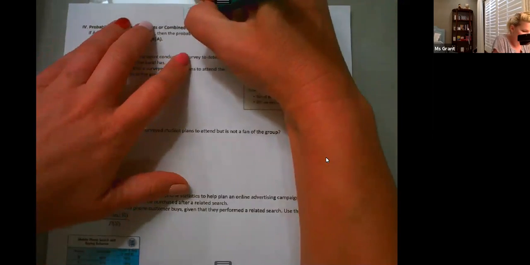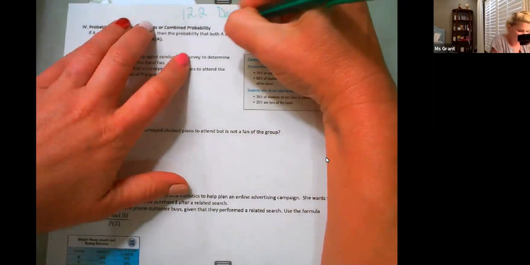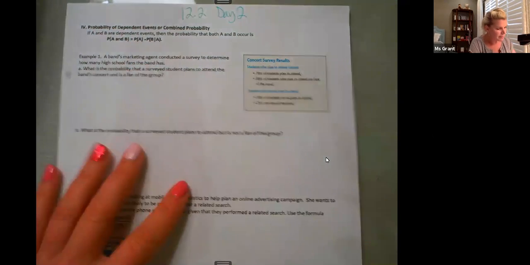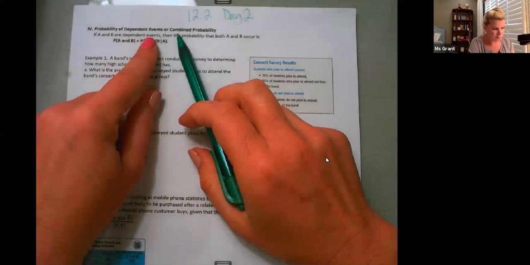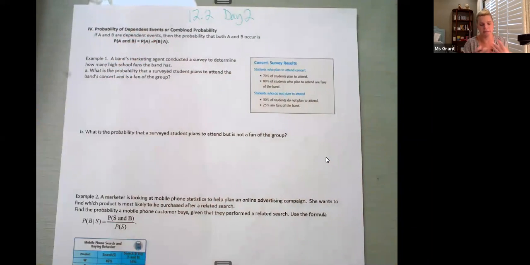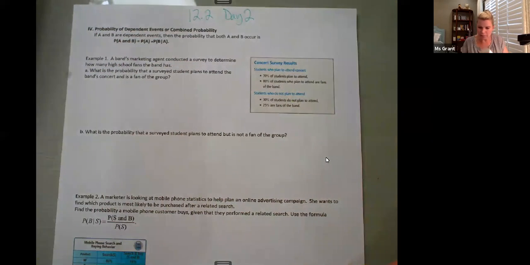All right, we are on day 2 of 12.2. And today we are focusing on the probability of dependent events, or combined probability. So, two dependent events together. I wanted to point something out that we talked about on day 1.